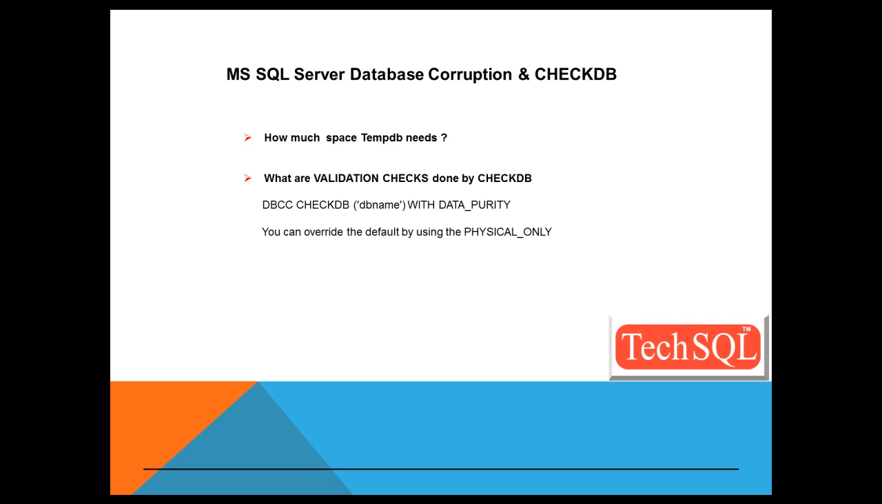WITH DATA_PURITY. After the purity check completes without any errors, performing the logical validations is the default behavior in all future executions of DBCC CheckDB, and there is no way to change this default. You can override the default by using the PHYSICAL_ONLY option. So what does it do? The PHYSICAL_ONLY option skips the data purity check, but also skips any checks that have to analyze the contents of individual rows and data, and limits the checks that DBCC performs.